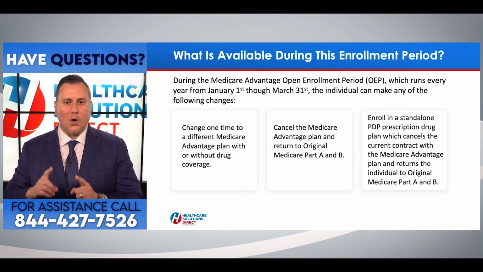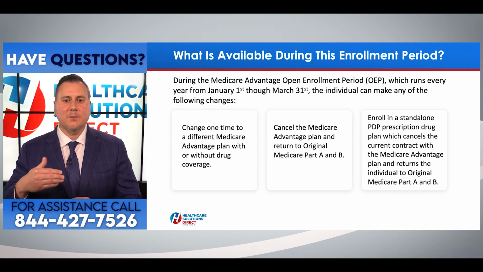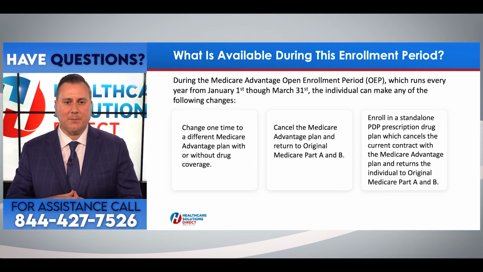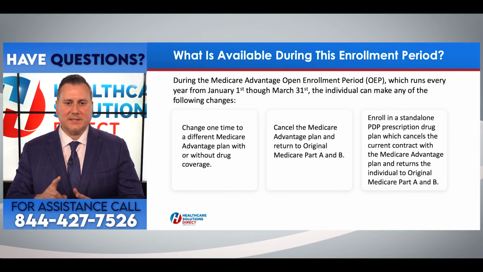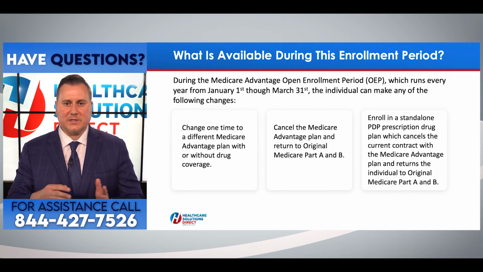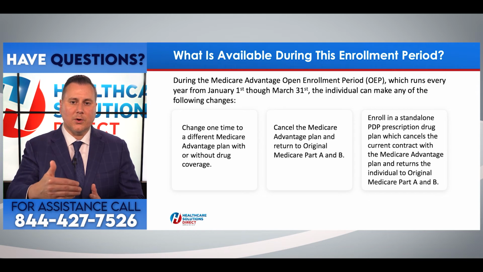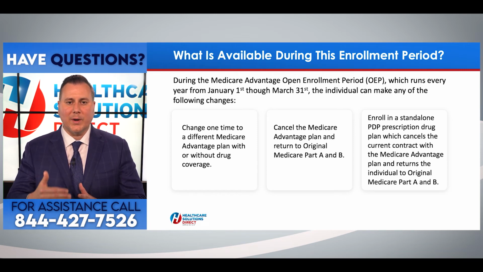So during the Medicare Advantage Open Enrollment Period, which runs every year from when? January 1st through March 31st, the individual can make any of the following changes. There are 3 changes that they can make. The first one is this: you can change one time to a different Medicare Advantage plan with or without drug coverage. Number 2, you can cancel the Medicare Advantage plan and return to original Medicare A and B during this time period. And lastly, number 3, you can enroll into a standalone PDP prescription drug plan, which will cancel your current contract with the Medicare Advantage plan and return you to original Medicare Part A and Part B. Again, those are the 3 things that can be done during this enrollment period.